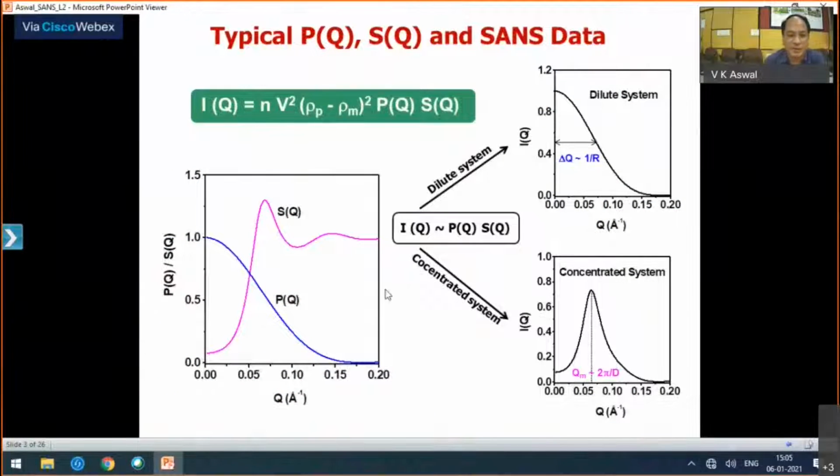And what this slide shows is the typical functionality of form factor and structure factor. So the form factor is monotonically decreasing as a function of Q, and this width decides the size of the particle. So it's reciprocal to the size of the particle, this width. So the larger particle will have a narrower form factor, and also the functionality of your curve will be different for different shapes of the particles. So it's very important to look at the shape and size of the particle.